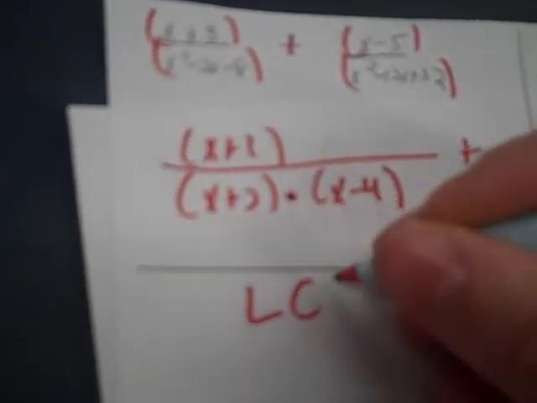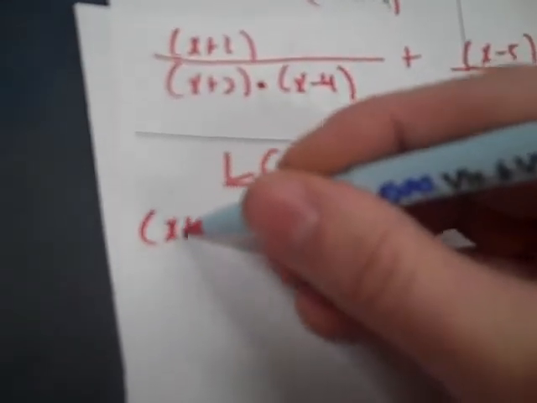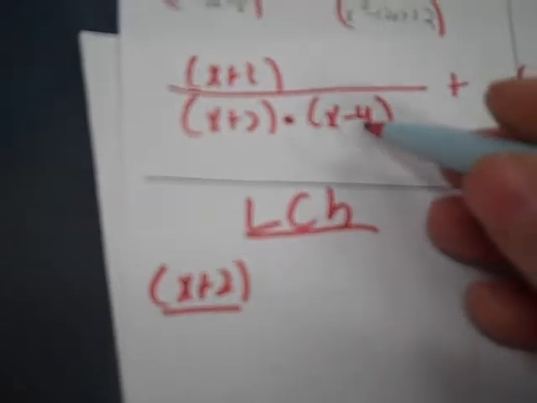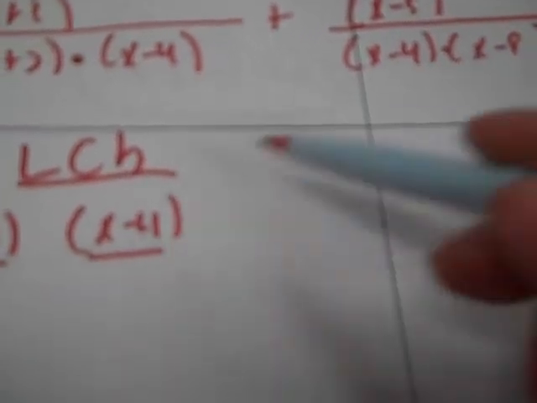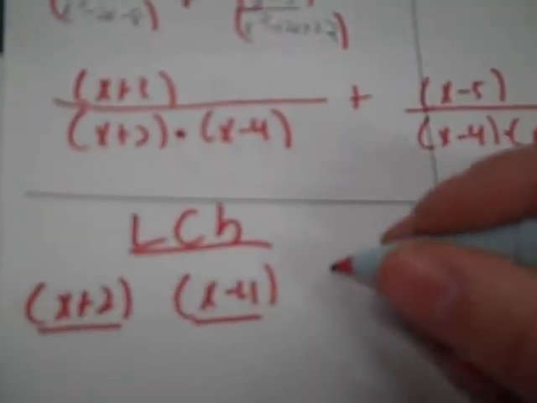Now what you need to do at this point is come up with an LCD, lowest common denominator. Remember, just the bottom. So I have a parentheses factor of x plus 2. I have another parentheses factor of x minus 4. I already have x minus 4, but then I have an x minus 8.